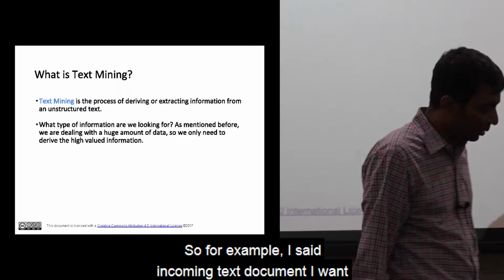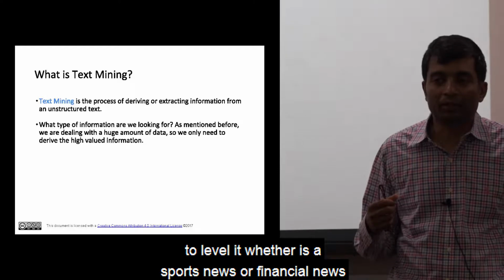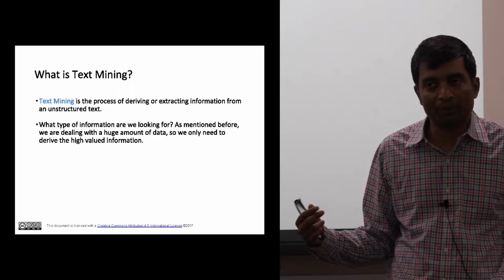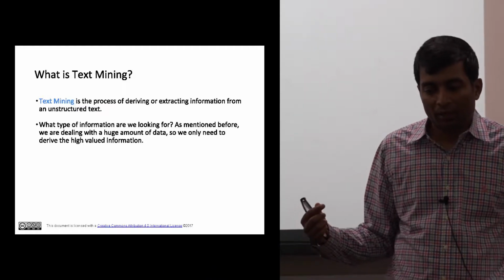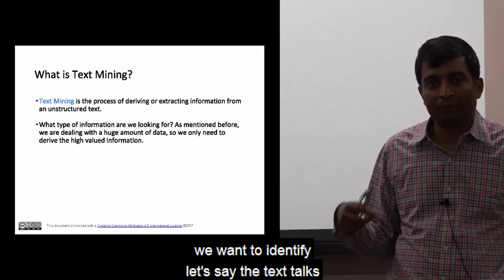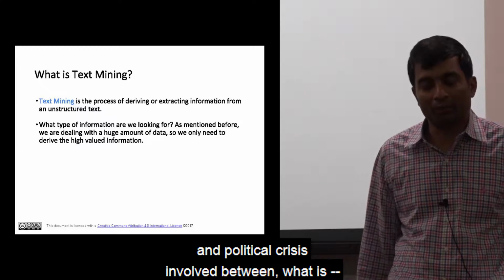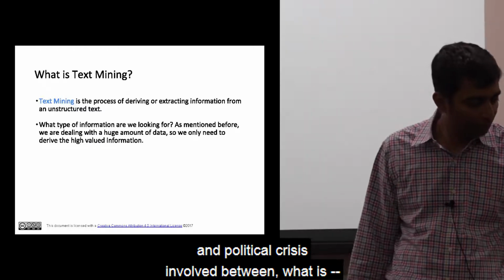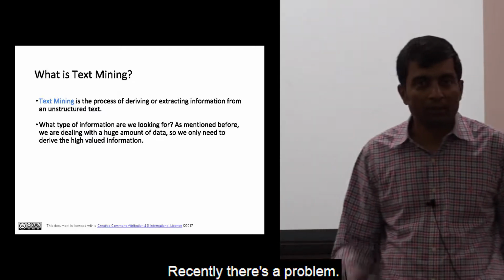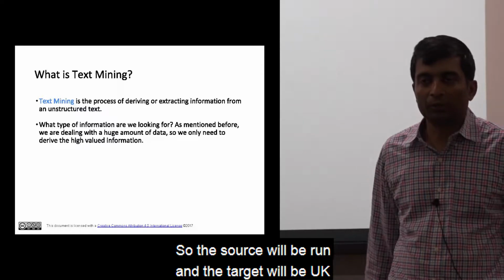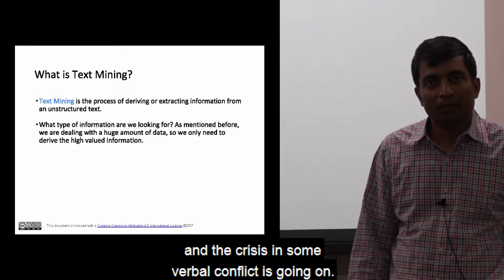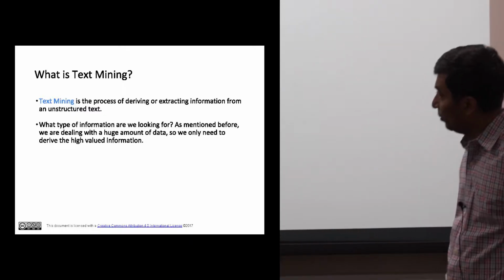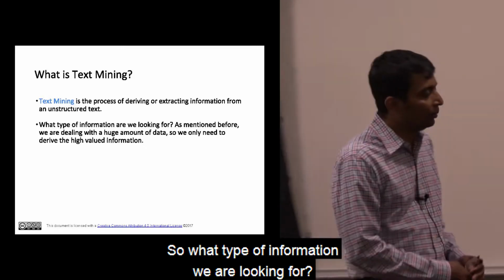For example, given an incoming text document, I want to label whether it's sports news or financial news. That will be a classification problem, text classification. On the other hand, given a text, we want to identify, let's say, that the text talks about some political crisis between, say, Iran versus, say, the UK. Recently there is a problem. So the source will be Iran and the target will be the UK, and some verbal conflict is going on. That is the type of thing we want to extract. So that's part of text mining.